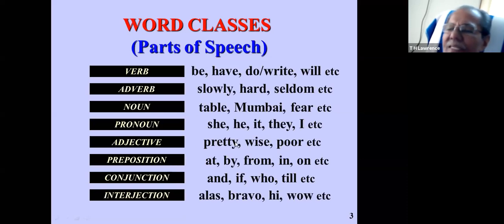For adjectives you can see pretty, wise, poor, rich, strong, tall, etc. A preposition is a word that establishes the relationship of a noun with the rest of the sentence. Then a conjunction is a word which we use to combine 2 words or 2 phrases or 2 clauses or 2 sentences. Now an interjection is a word which we use to express our feelings or our emotions. So these are the 8 parts of speech or word classes. And of this we'll take verb. Verb, as I have already said, is the most important word in any language, especially in the English language.